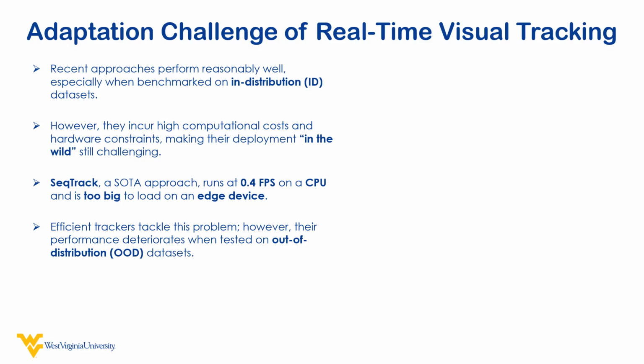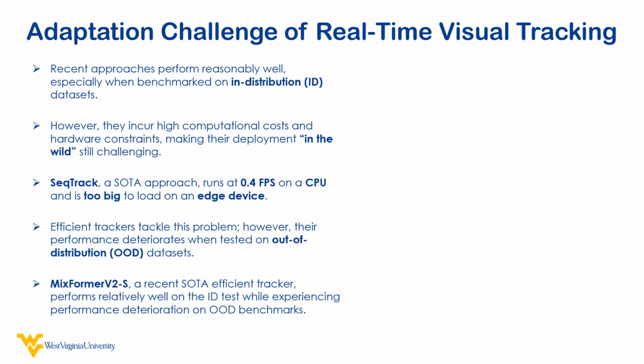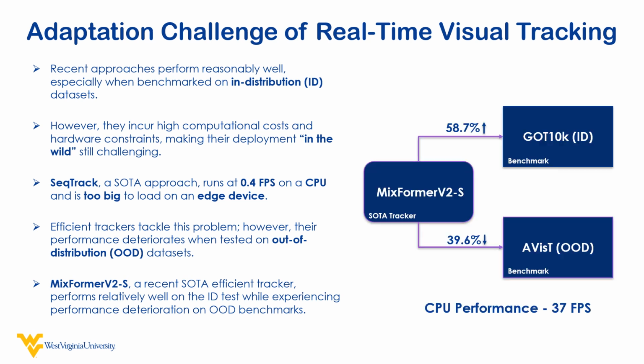Recently, we've observed the demand for efficient trackers increasing for this very reason. However, they have limited representational capacity and are prone to failure when tested on data outside of the training distributions. For example, a recent state-of-the-art efficient tracker, MixFormerV2-S, performs relatively well on the in-distribution test sets of GOT 10K with 58.7% accuracy, while experiencing performance deterioration on an out-of-distribution benchmark, AVisT, that is meant for tracking objects under adverse visibility conditions.